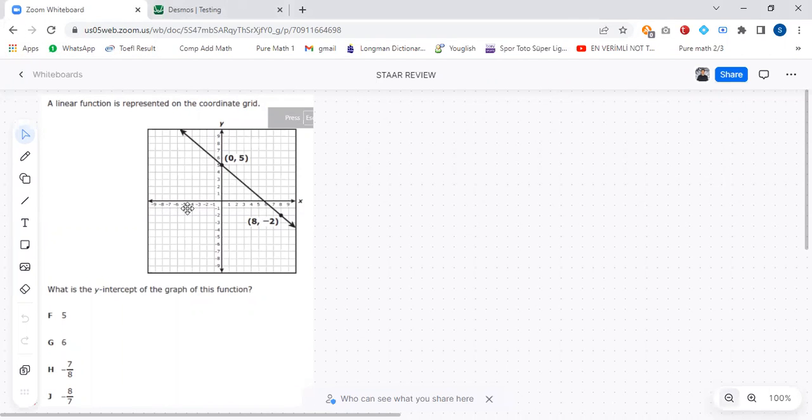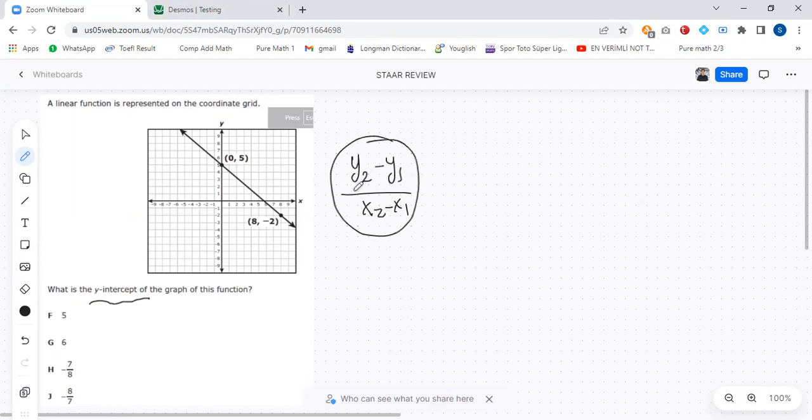All right, guys, so a linear function is represented on the coordinate grid. What is the y-intercept of the graph of this function? So guys, let's be careful here. The question is the y-intercept, so the question is not the slope. So we are not using y2 minus y1 over x2 minus x1 here. We are using this when the question is slope or rate of change.